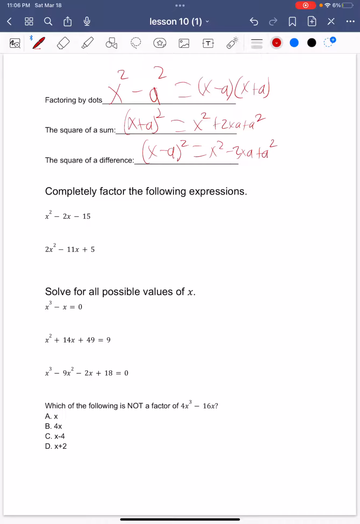Completely factor the following expressions. So this is just finding two numbers that add to negative 2 and multiply to negative 15. That's negative 5 and positive 3.